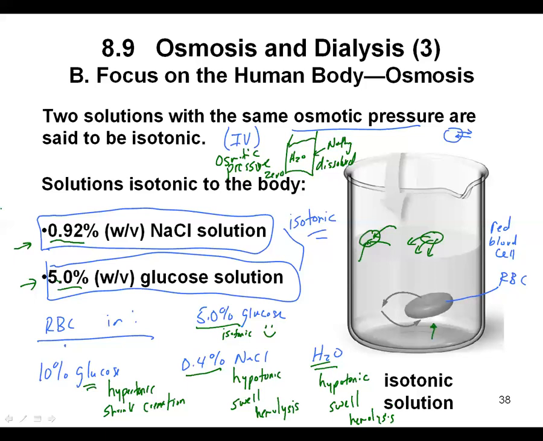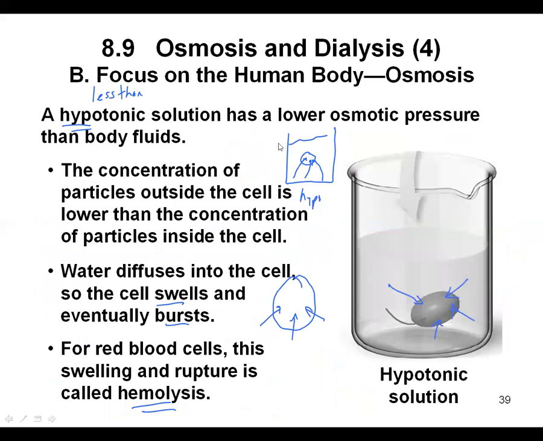All right, so again, as you can see, those two numbers here on the screen are important to know because those are basically your baseline numbers to figure out, is your solution hypotonic, is your solution hypertonic, is your solution isotonic. Any questions on that there? Okay.